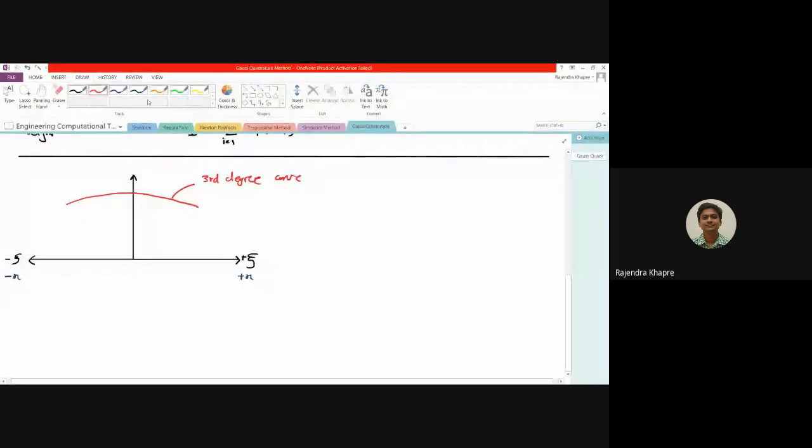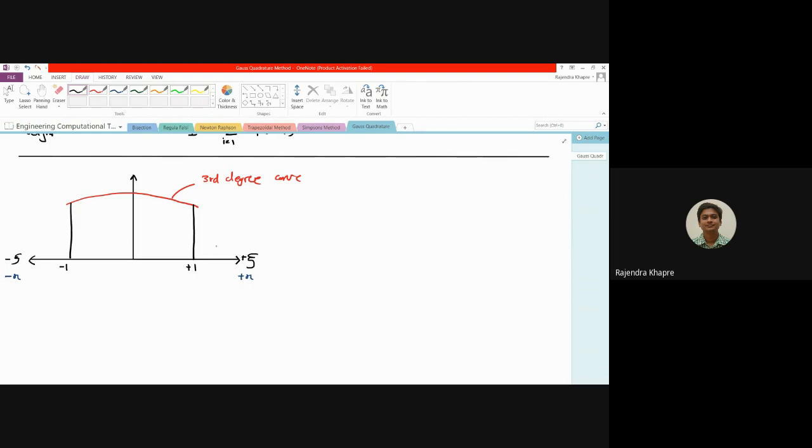Okay, this is a third degree curve, and this third degree curve is basically having two limits. One is the -1 and one is the +1. Okay, so now the mathematicians have developed the exact solution of this third degree curve, which is having the upper limit as 1 and lower limit as -1.